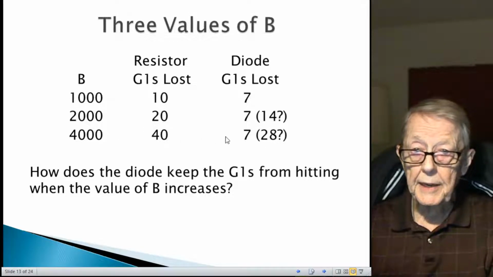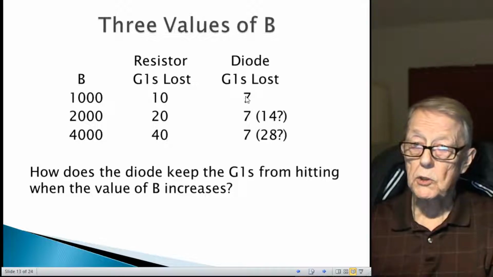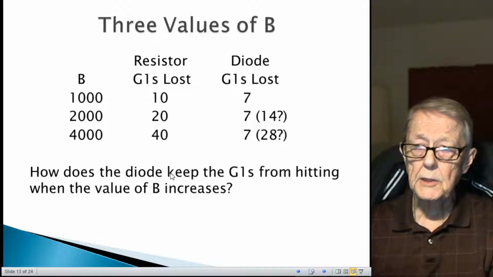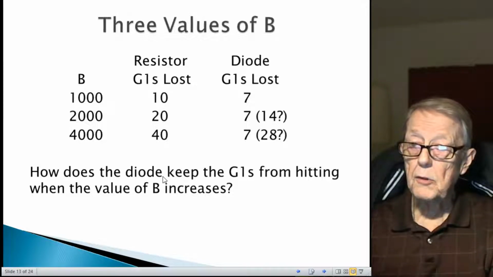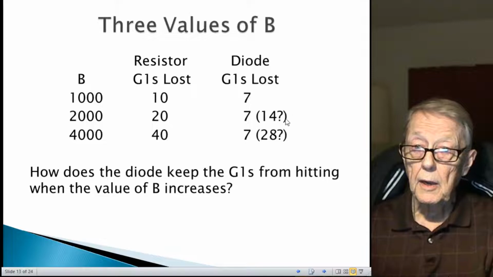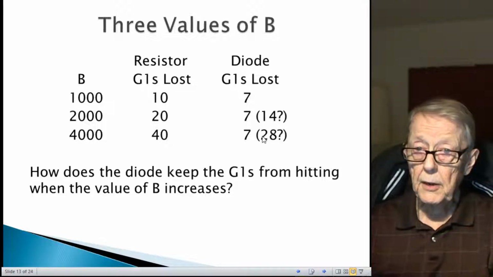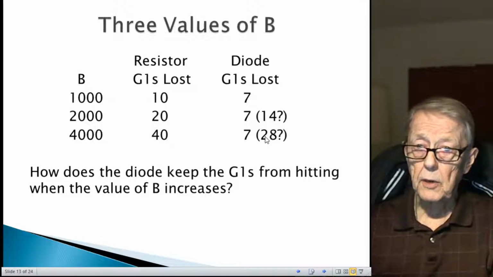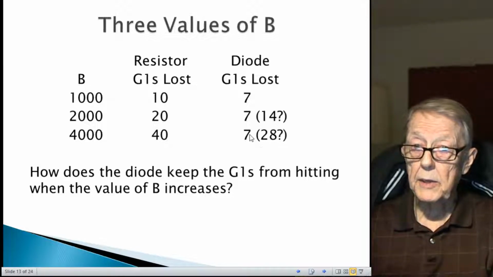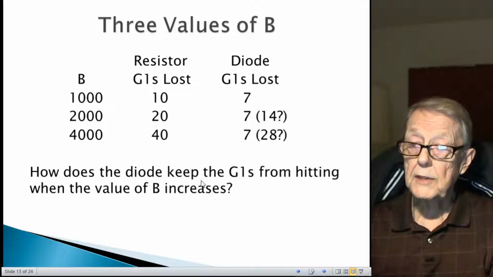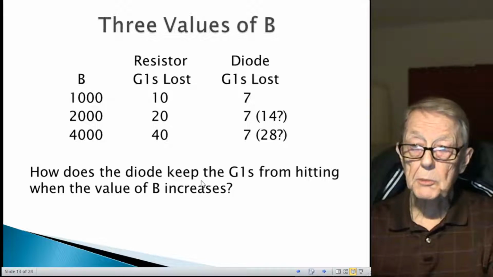Or when you doubled it again, you would lose 28. But you only lose 7. That's what the curve tells us. The question is, how does a diode keep the G1s from hitting when the value of B increases? You increase B, 7 of these don't hit and scatter. You don't lose them. Half of them get through. Here, a lot of them get through. 21 of them get through without hitting. So what causes that? When you answer that question, you've explained the IV curve.